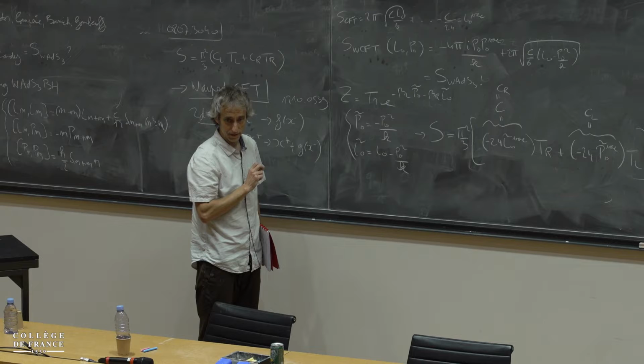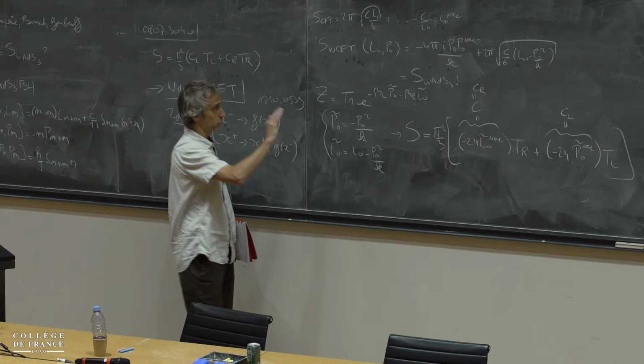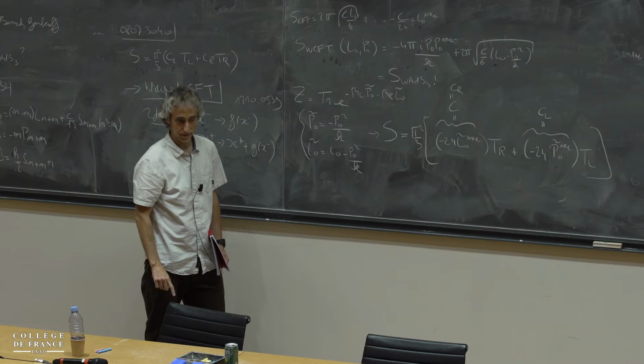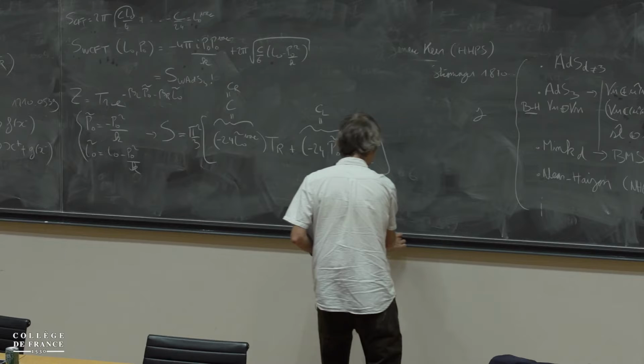It doesn't mean that you have a CFT. It just means that maybe you have, but we have never been able to find it. It just tells you that you have that algebra. And in that ensemble, the growth of states is given by this formula. Okay. So from this, we can draw a first lesson.